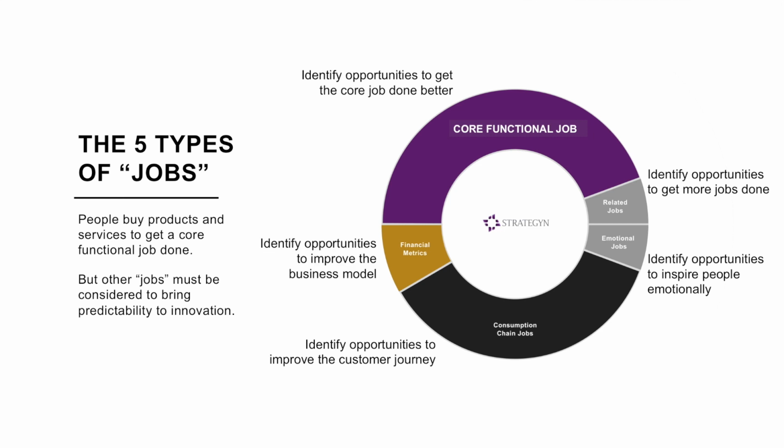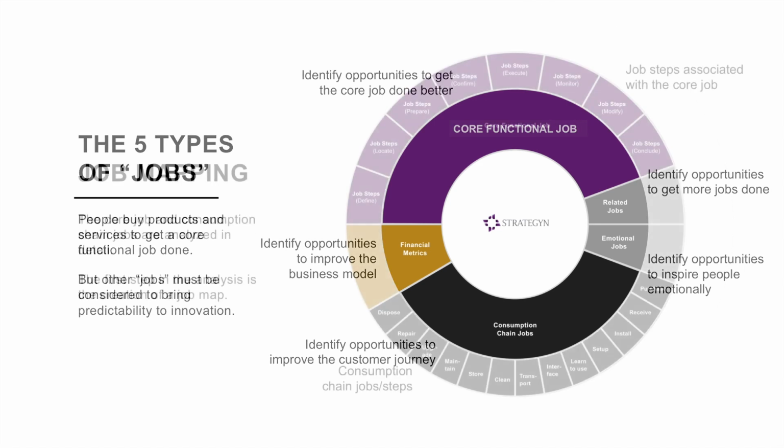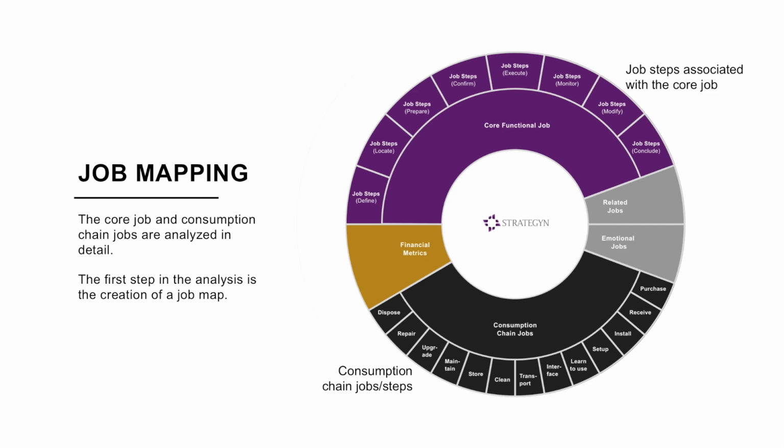And we have the financial metrics that the buyer uses to decide if they want to buy product A over product B. So as we peel this back one more layer, we execute what we call a job mapping exercise, where we take the core functional job and break it down into its component parts and study each step. We do the same thing with the consumption chain jobs, which may include installing, setting up, learning how to use, transporting, cleaning, storing, maintaining, disposing of the product.